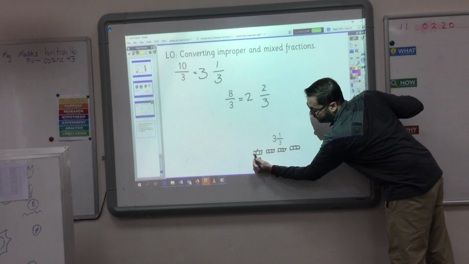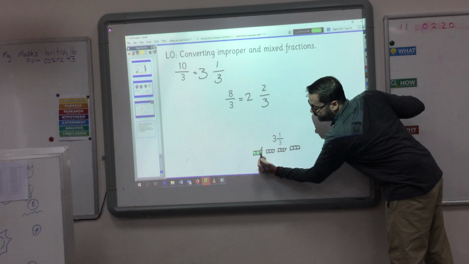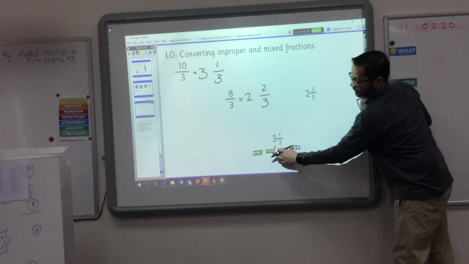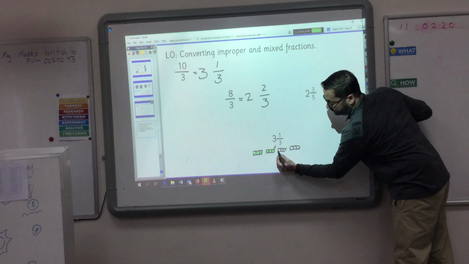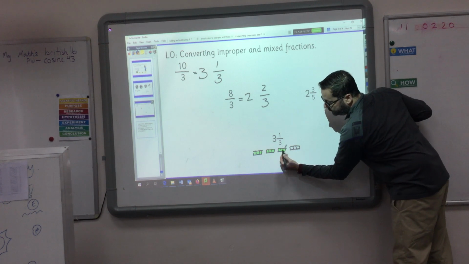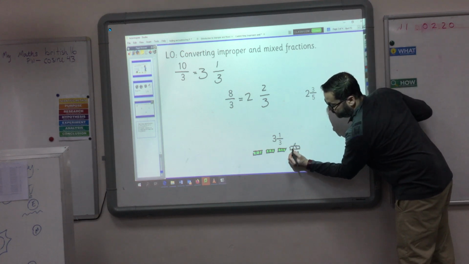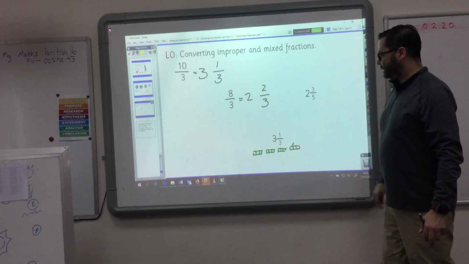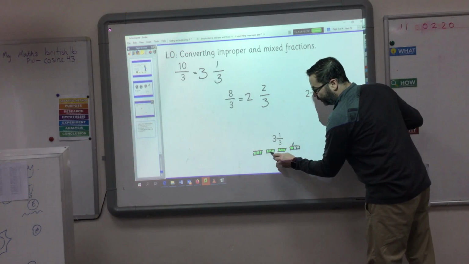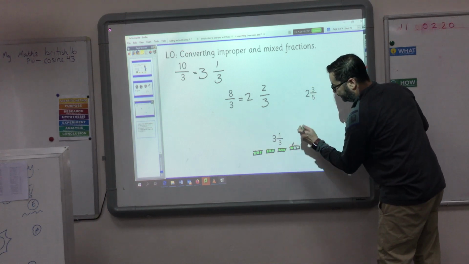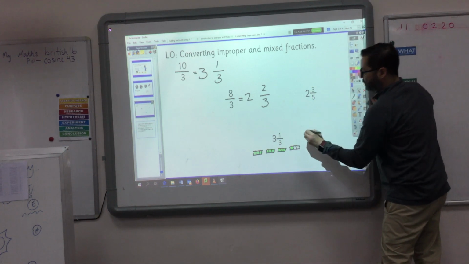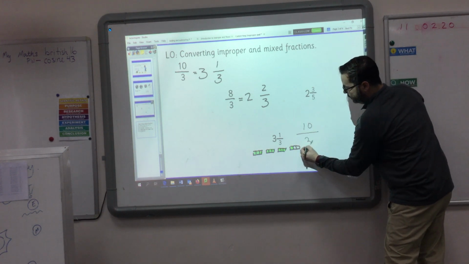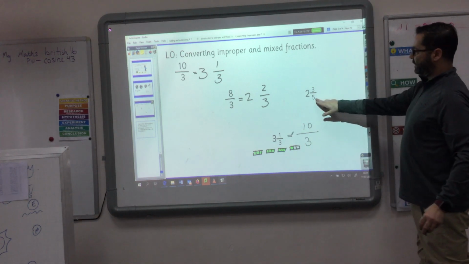So this 3 can be represented by 1, 2, 3 whole, 2, a whole set of 3 as a whole, 3 as a whole, and 1 left over. So 3 and 1/3 is the same as 1, 2, 3, 4, 5, 6, 7, 8, 9, 10 over 3.